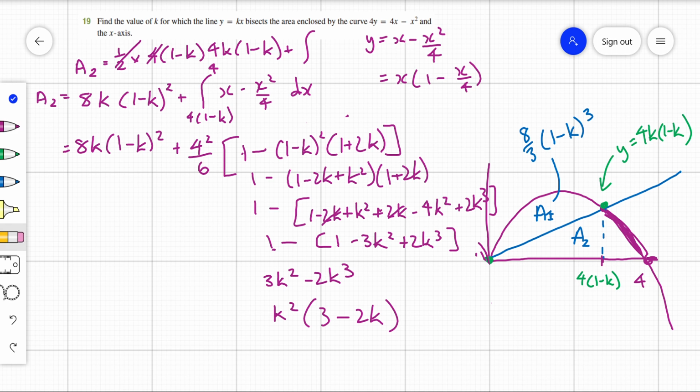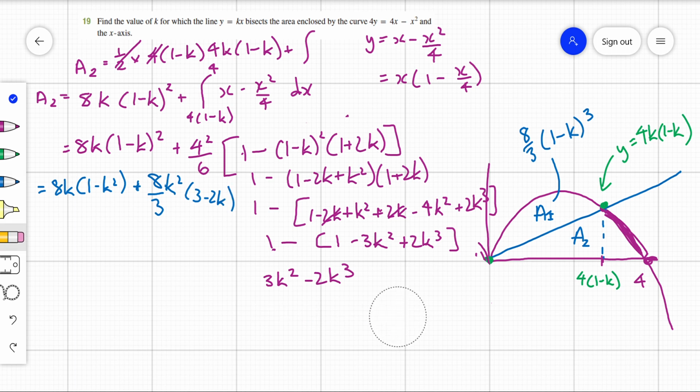Again, running out of room, so if I do it in a different colour pen maybe, 8k(1 minus k) squared, and this would be 4 on 6, so this will be 2/3. So we've got 8/3 there. 8/3 k squared, I'm just adding this bit down here, (3 minus 2k).